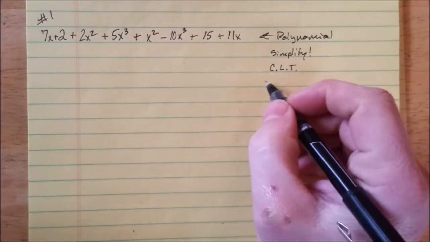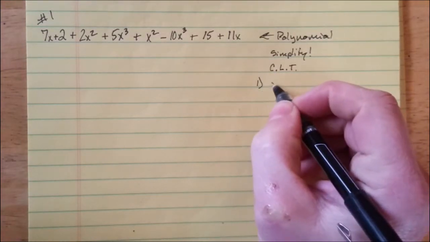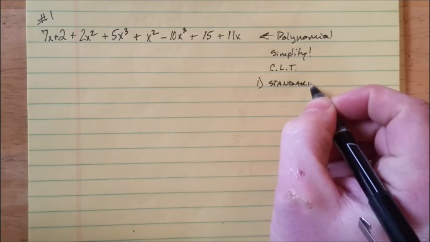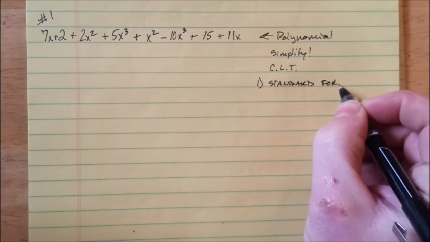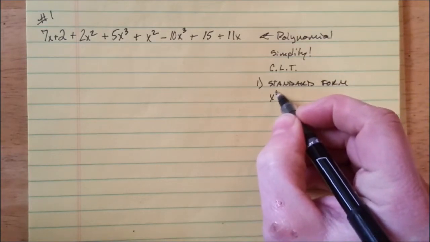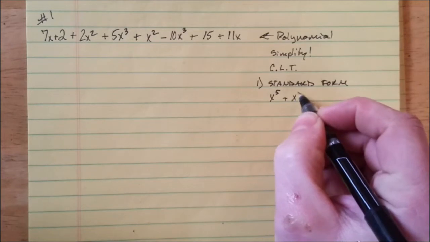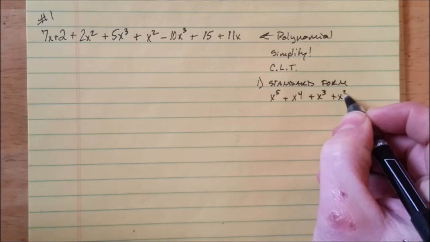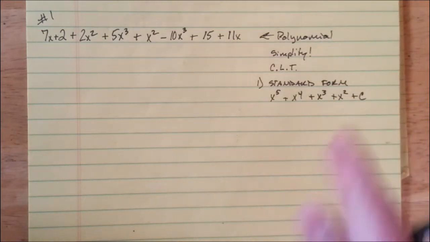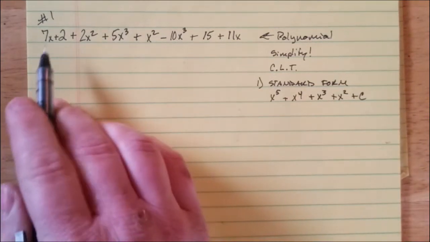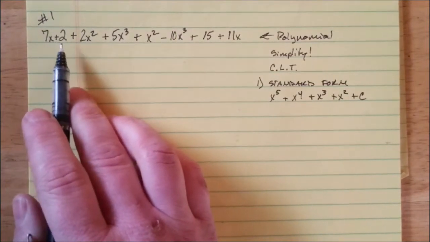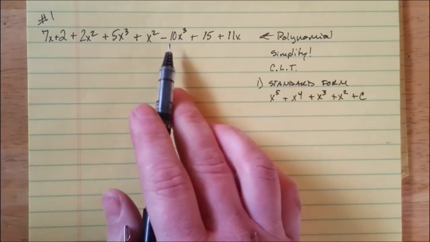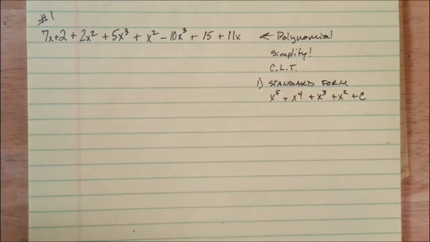So, probably our first step is put this in standard order or standard form. All that means is we're going to go from the highest powered exponent, work our way down to the lowest powered, and eventually the constant, which is the plain number. Can you see in this example 7x plus 2 plus 2x squared plus 5x cubed plus x squared minus 10x cubed plus 15 plus 11x?